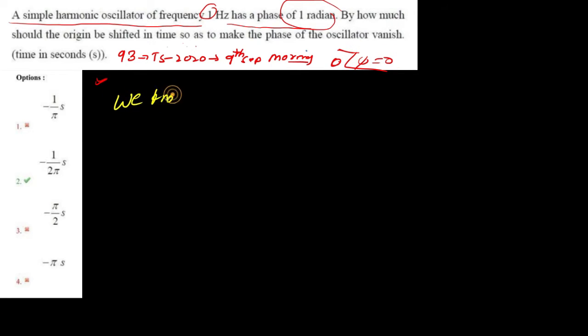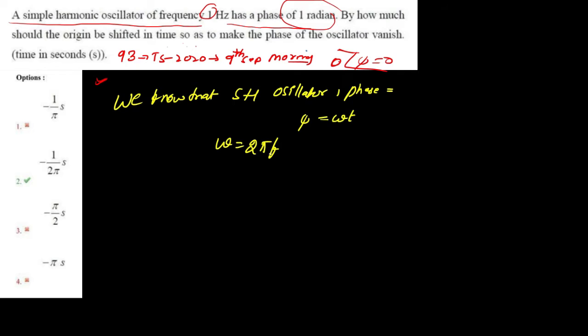We know that the simple harmonic oscillator phase is given by phi equals omega t. Now we know that omega is equal to 2 pi f, which is equal to 2 pi into 1 hertz, because frequency is given as 1 hertz. So substituting here, it will be equal to 2 pi. Now this is angular frequency.